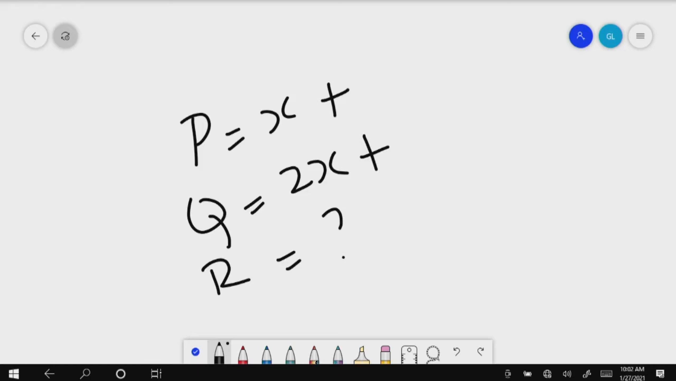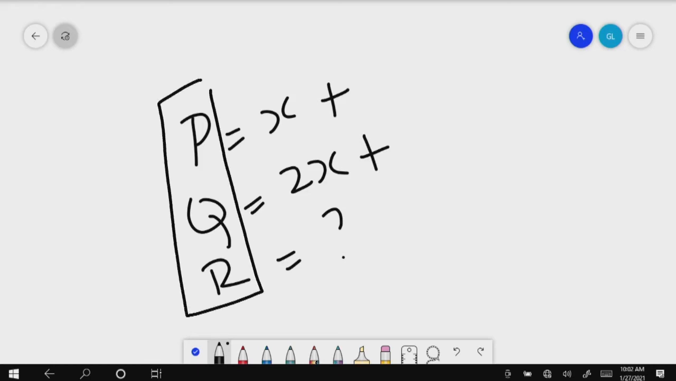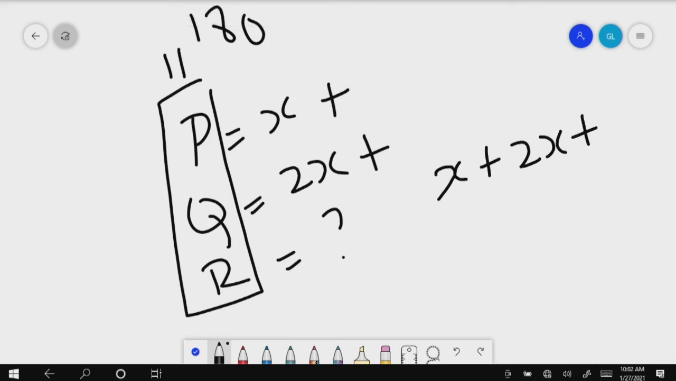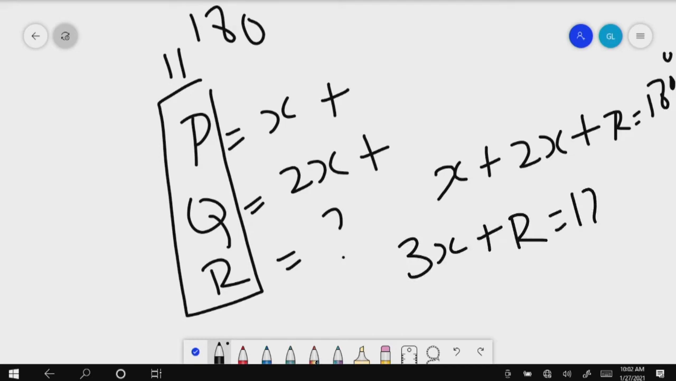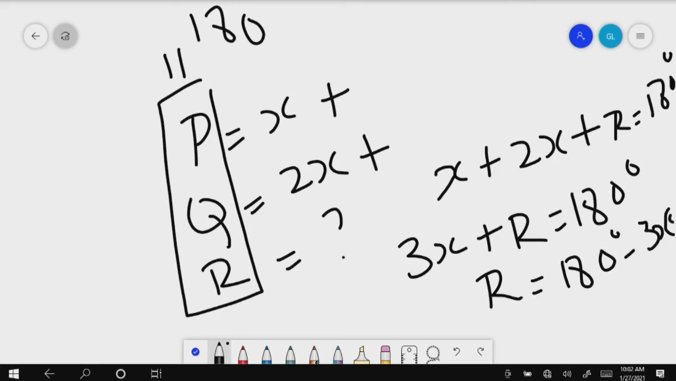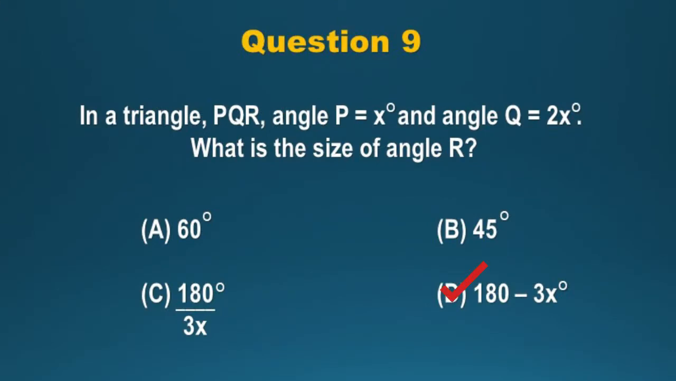However, we know that when we add P, Q, and R, this sum is equal to 180 degrees. So in writing it algebraically, we could say x plus 2x plus R should equal 180 degrees. 3x plus angle R is equal to 180 degrees, where R is equal to 180 degrees minus 3x. Hence, our solution there would have been D.